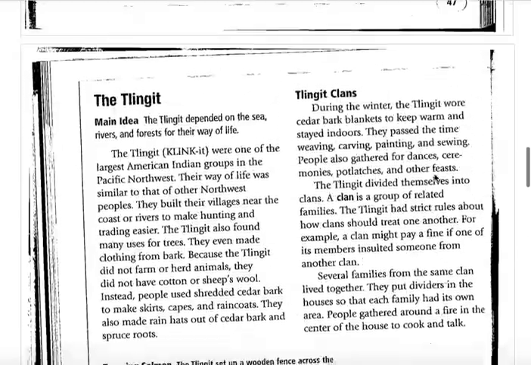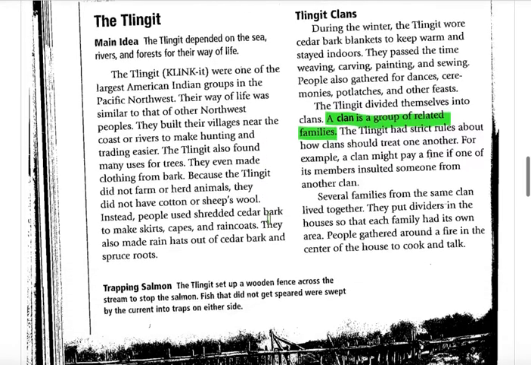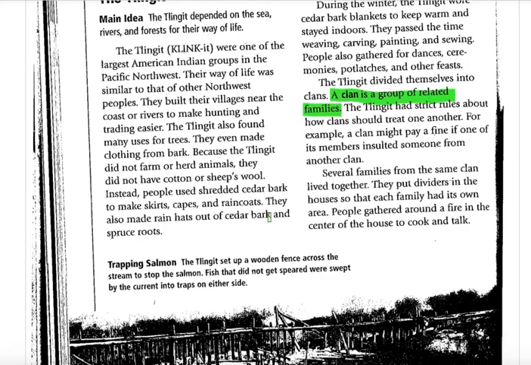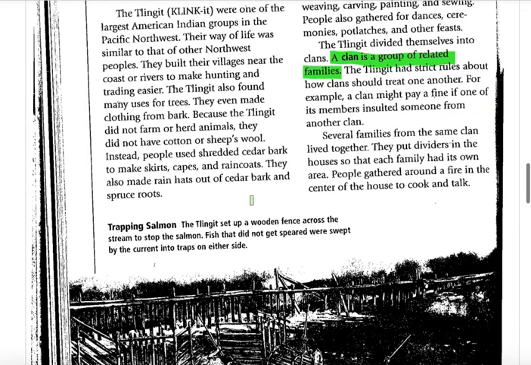Okay. So the Tlingit divided themselves into clans. A clan is a group of related families. So that's our word there. So a clan is a group of related families. The Tlingit had strict rules about how clans should treat one another. For example, a clan might pay a fine if one of its members insulted someone from another clan.